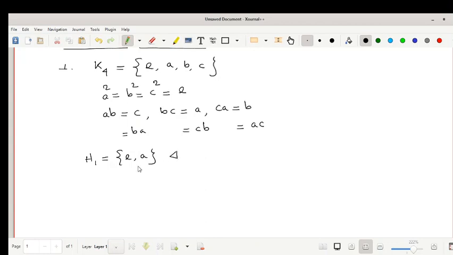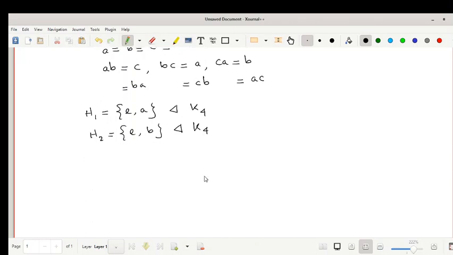Why is this a normal subgroup of K4? Because any subgroup of an abelian group is normal. So let us not think about index. So this is a normal subgroup of K4. And if I consider H2 equal to {identity, B}, then this is also a normal subgroup of K4. Now see, every element of K4 can be expressed uniquely as an element of H1 and an element of H2.